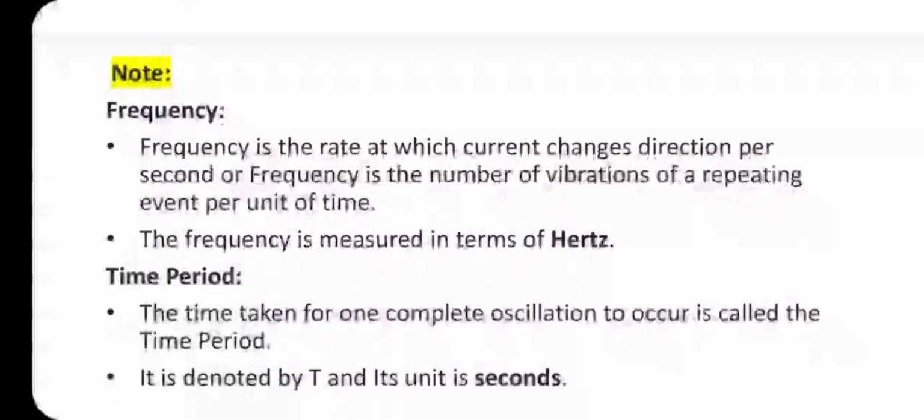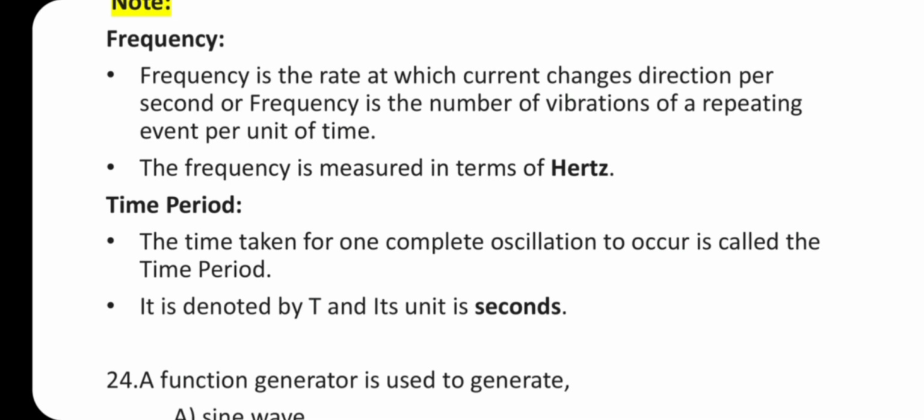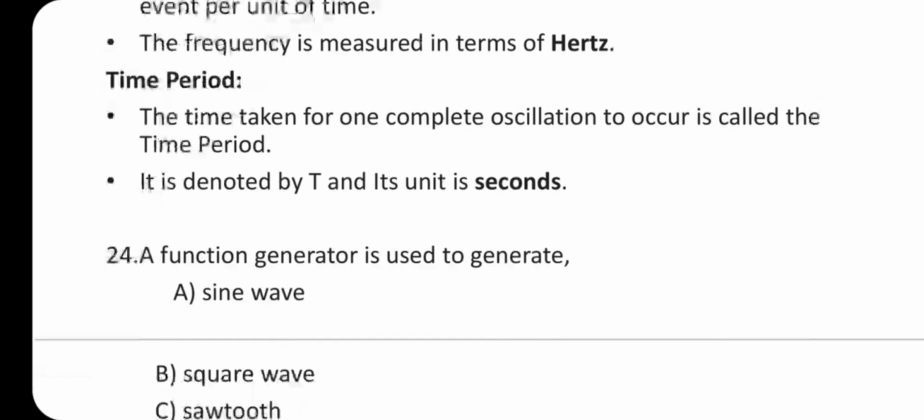Note, frequency is the rate at which current changes direction per second, or frequency is the number of vibrations of a repeating event per unit of time. The frequency is measured in terms of Hertz. Time period: the time taken for one complete oscillation to occur is called the time period. It is denoted by T and its unit is seconds.